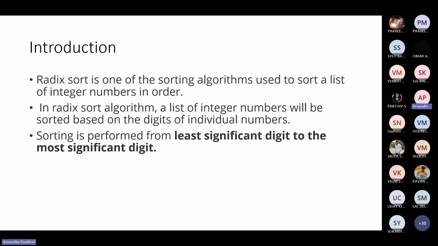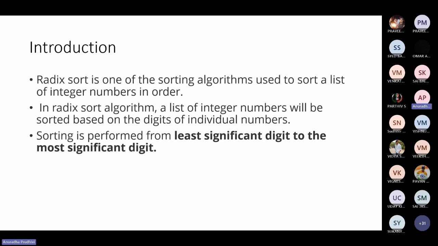Consider a list of elements. We consider the least significant digit first, and arrange based on it, and then proceed up to the most significant digit. So in the Radix sort algorithm, we arrange elements based on the digits, and sorting is performed from the least significant digit to the most significant digit. You have an idea about least significant digit and most significant digit, right?